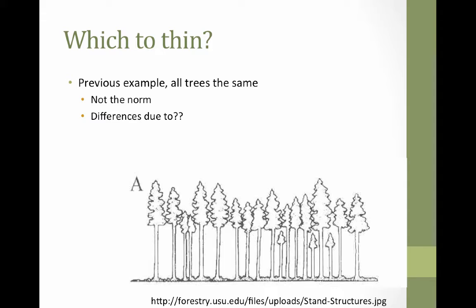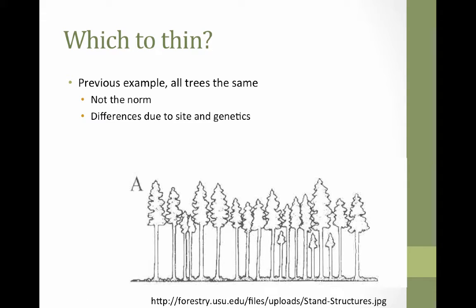So in that previous example, all the trees were the same. That's generally not the norm. And we do see differences, just like in this picture below. We're going to assume this is an even age stand. It's a single species stand. So why are we seeing differences? Why is this tree smaller than this tree?